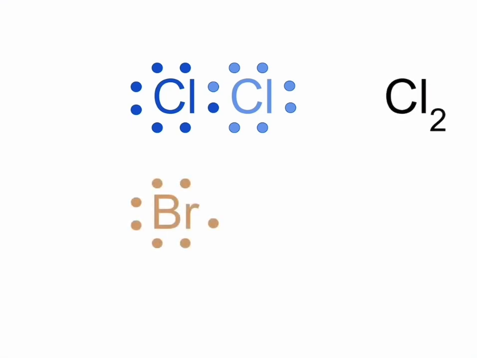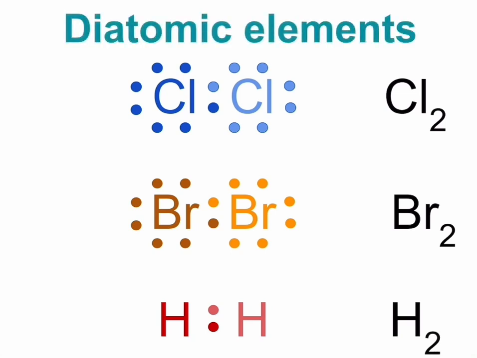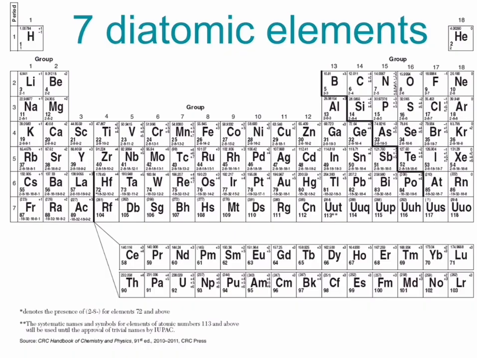Atoms of chlorine bind to other atoms of chlorine with covalent bonds, forming a diatomic molecule of Cl2. The same happens to bromine, fluorine, iodine. A covalent bond of 2 shared electrons keeps together 2 atoms of hydrogen, another diatomic element. There are 7 diatomic elements on the periodic table.